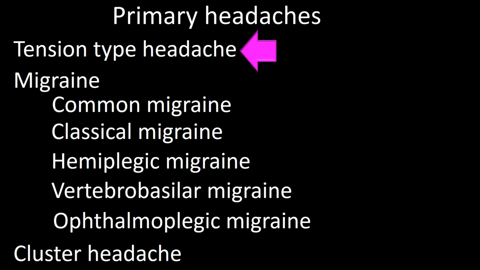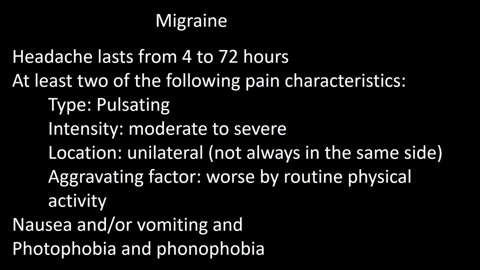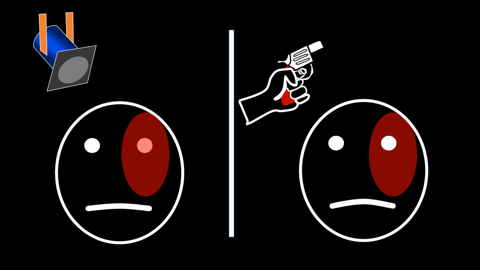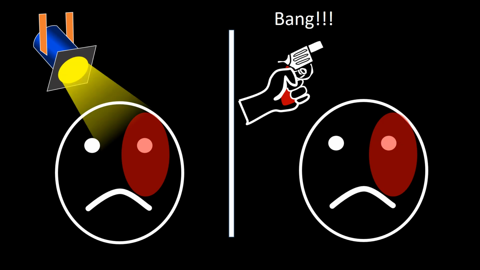After tension headaches, we will talk about migraine. Migraine headaches have a diagnostic criteria. Stop the video and read them. In the next frame, I will emphasize most salient features of this condition. Migraine headaches are unilateral, but not just limited to the periorbital region. They are not always on the same side. Migraine always on the same side are worrisome. Light and noise make them worse.